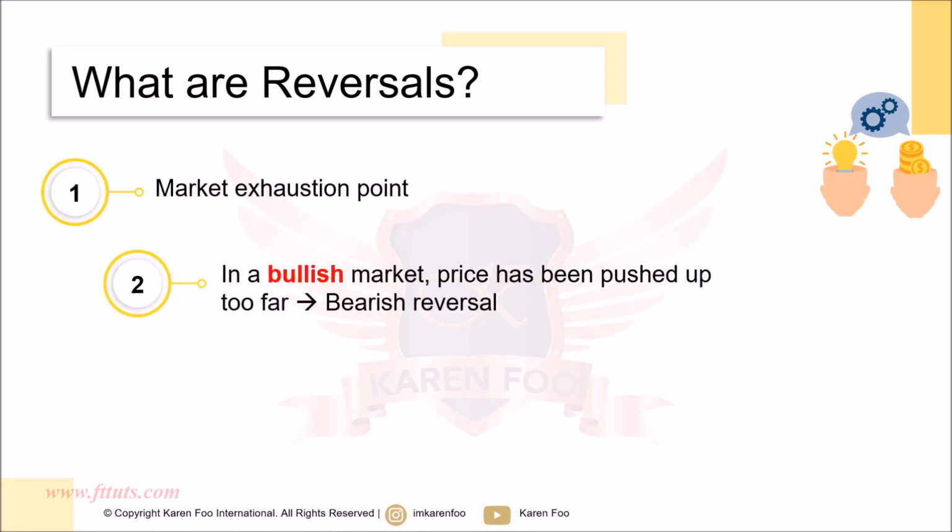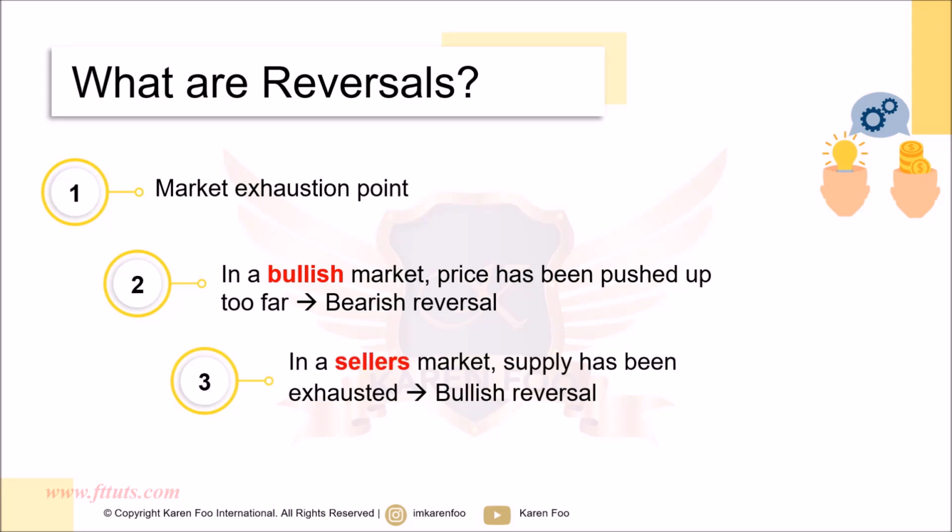Okay, so in a bullish market, when price has been pushed up too much or too far, you would have a bearish reversal. So you see a bullish trend turning into a bearish trend. Then in a seller's market, when supply has been exhausted, you would see that the bearish trend would become a bullish trend. Hence, you would have a bullish reversal.